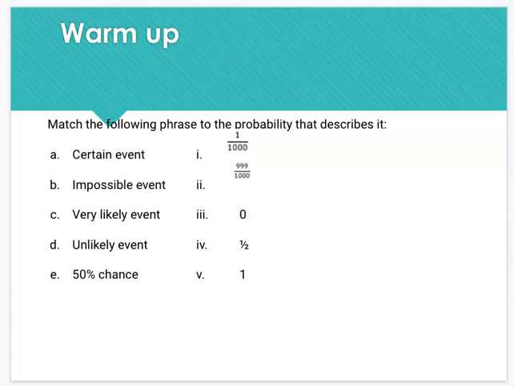Okay, before you get started on this week's stuff, let's try a warm-up. That'll let you know how you're doing. So match the following phrase on the left to the probability that describes it. Your choices on the left are a certain event, an impossible event, a very likely event, an unlikely event, and 50% chance. And your choices on the right are 1 over 1,000, 999 over 1,000, 0, 1/2, and 1. So take a minute before you look at the next slide for the answers.